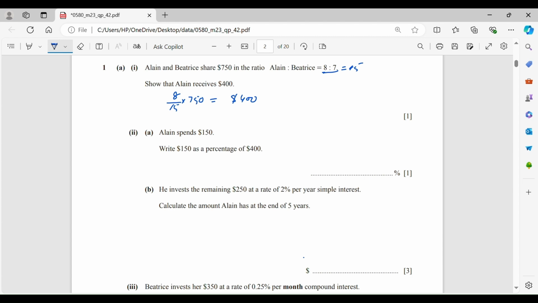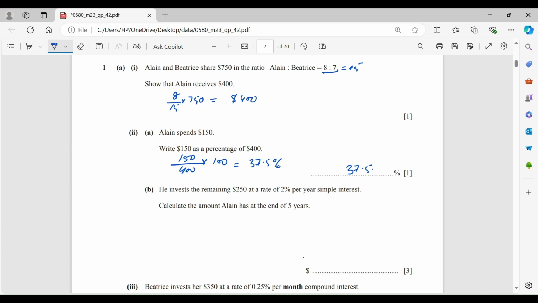Next, first part. Elaine spent $150. Write 150 as a percentage of 400. So it will be 150 over 400 into 100. This will be equal to 37.5%.